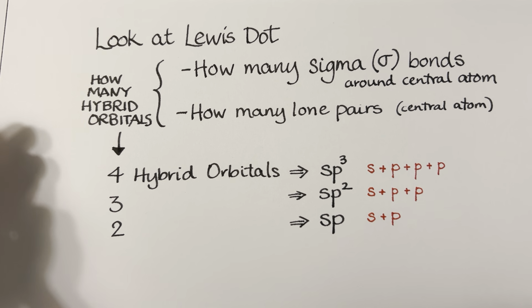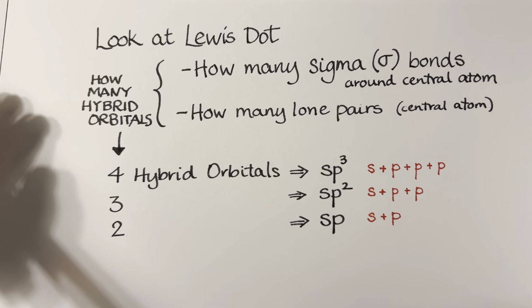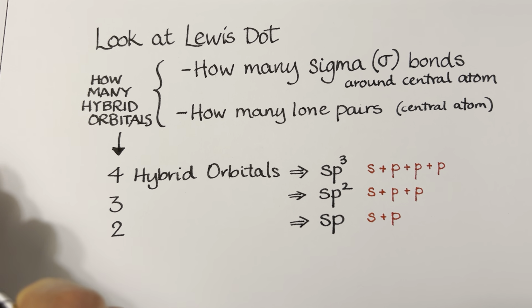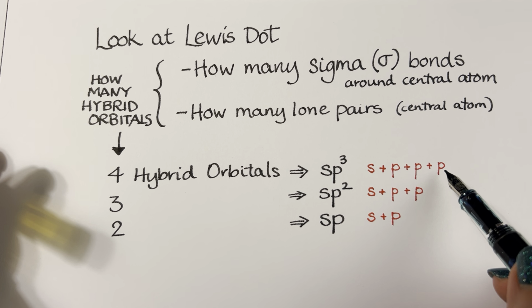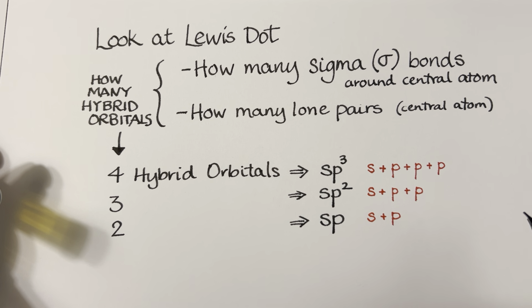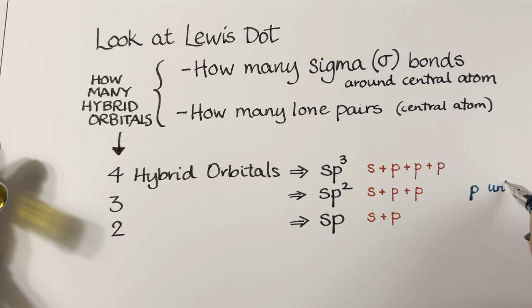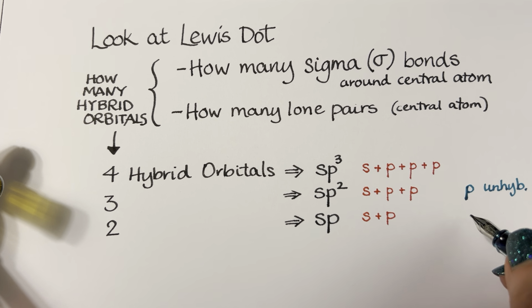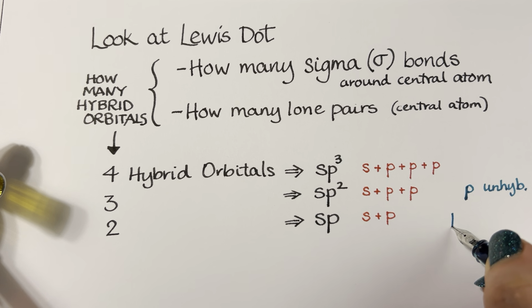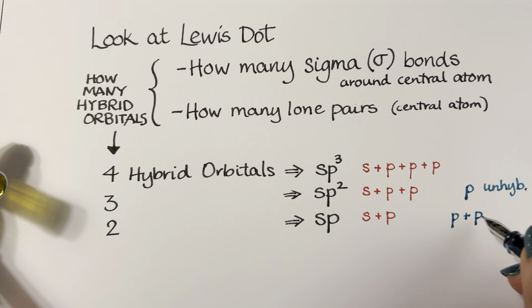Okay, now you might be wondering, well, what about the other p orbitals? We know that there are 3 p orbitals that exist for atoms, px, py, pz. That means here there's a p orbital that is unhybridized, that is left over. I'm going to just abbreviate that. Here, there is a p and a p. There are 2 of them left that are unhybridized.